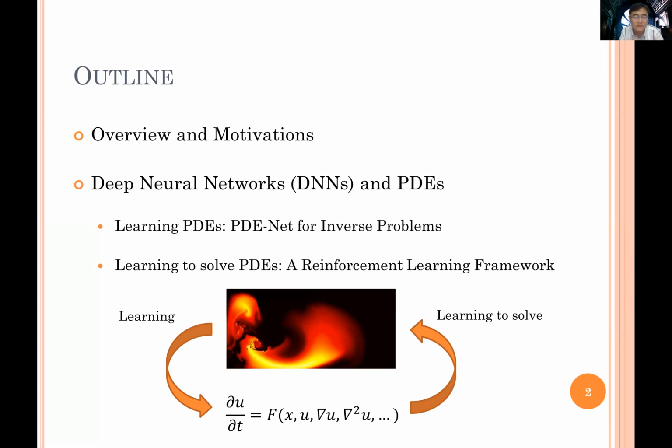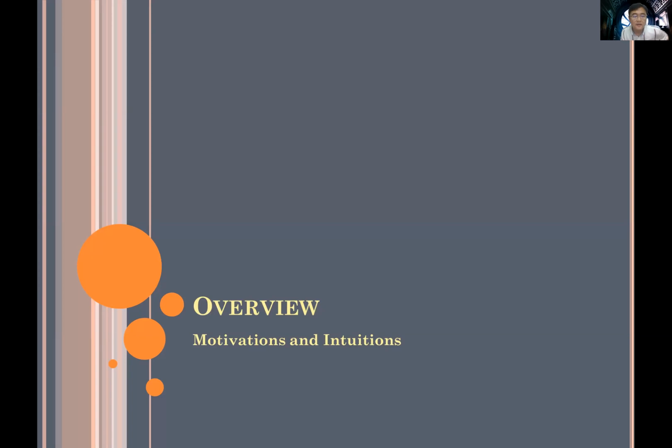So my talk is basically two parts. The one is on learning PDEs from data, which is inverse problems, and the other is more on solving PDEs when you have a PDE and you want to solve it. And there is a lot of work on both topics. I'm going to present some of the existing work and how we do things differently, and what the potentials of doing it that way are.